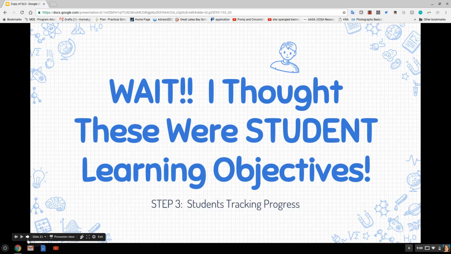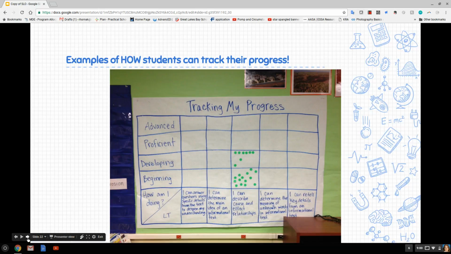So you also need to know that student learning objectives were originally designed for students to track their progress. And we'll talk more about this, but this is kind of what it would look like in the classroom. As you can see, there's no grades. It's a question. The specific I can statements are at the bottom.